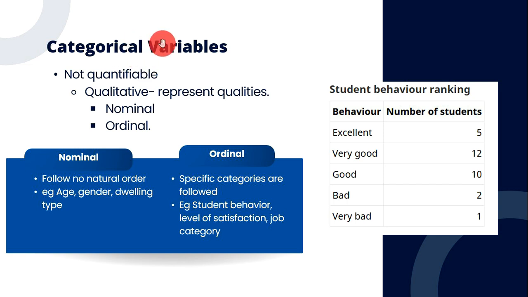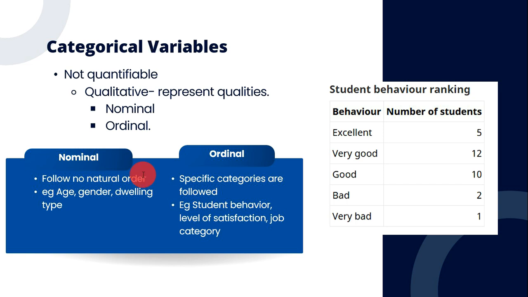For example, on the screen, you can be able to see that student behavior ranking, they do follow a specific order. Or when I'm interested in finding the level of satisfaction, you can see that the participant has options to choose, like maybe not satisfied, perhaps satisfied, satisfied, really satisfied. Okay, so these categories are what are called ordinal. We see that they follow a specific order.